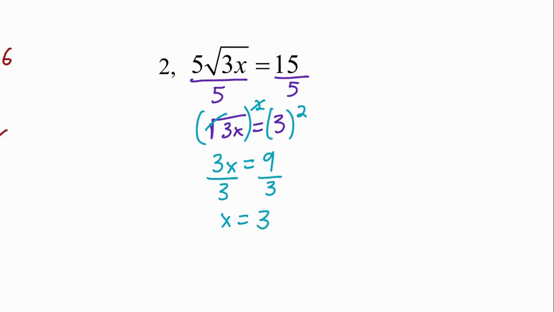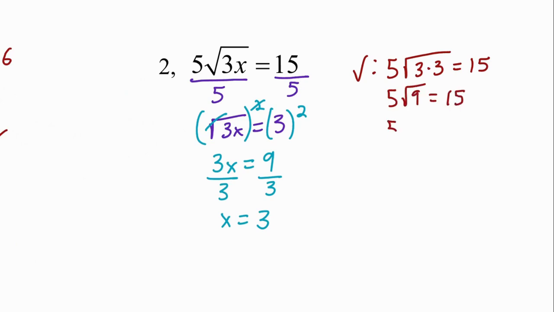And again, I do still need to check. So I'm going to plug 3 back into the original. So I'm getting 5 times the square root of 9 equals 15. Well, the square root of 9 is 3. And 5 times 3 does equal 15.